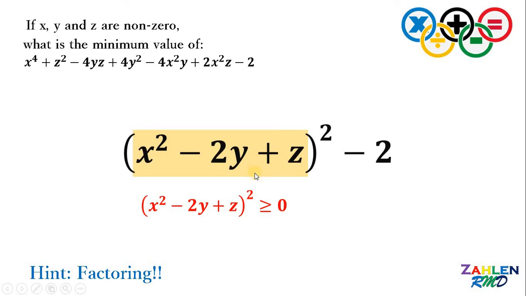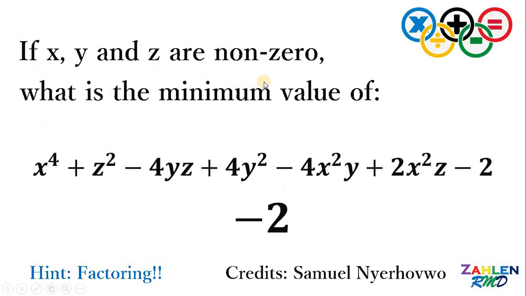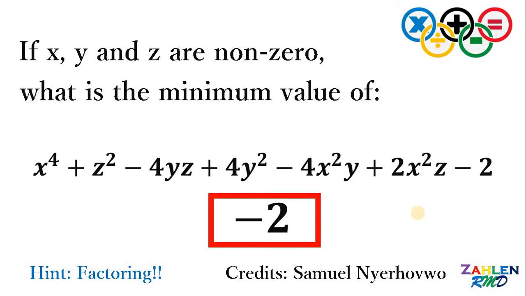Thus, the minimum value of this expression must be negative 2. This will happen if the square number is 0. Thus, if x, y, z are non-zero, then the minimum value of this expression, x to the fourth plus z squared minus 4yz plus 4y squared minus 4x squared y plus 2x squared z minus 2, must be negative 2. And as always, we're done.